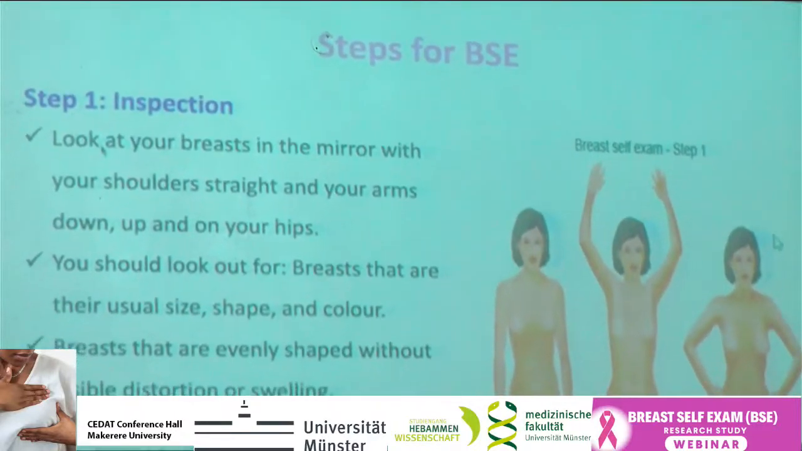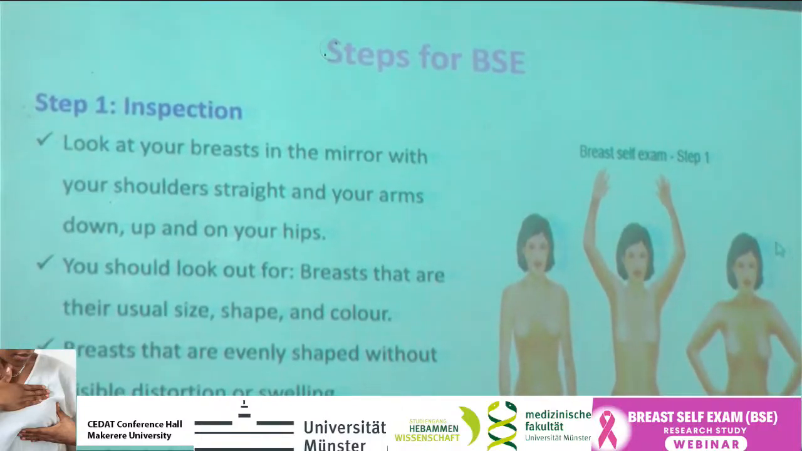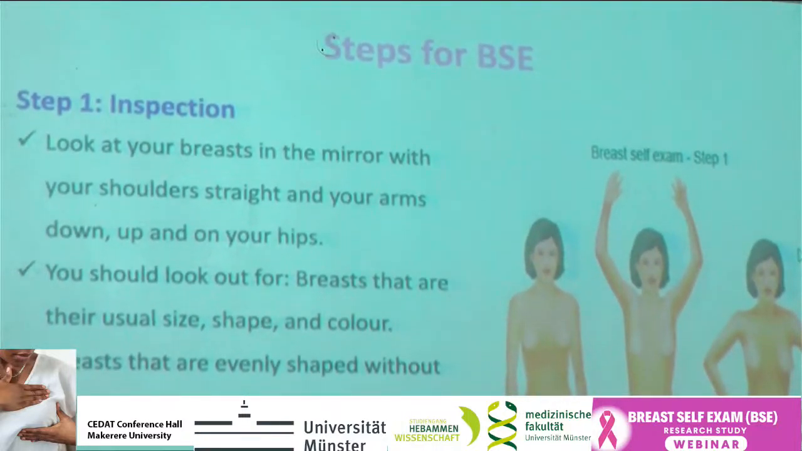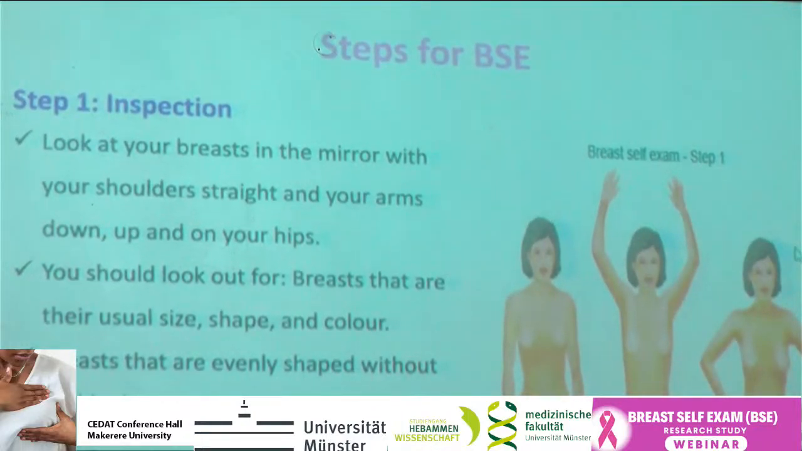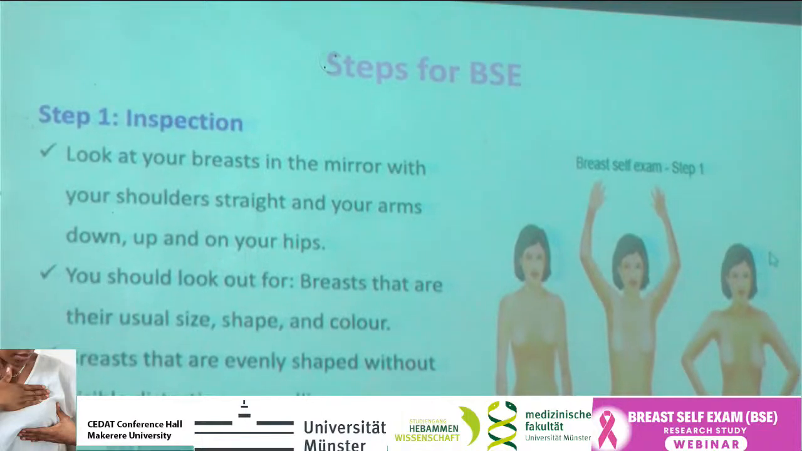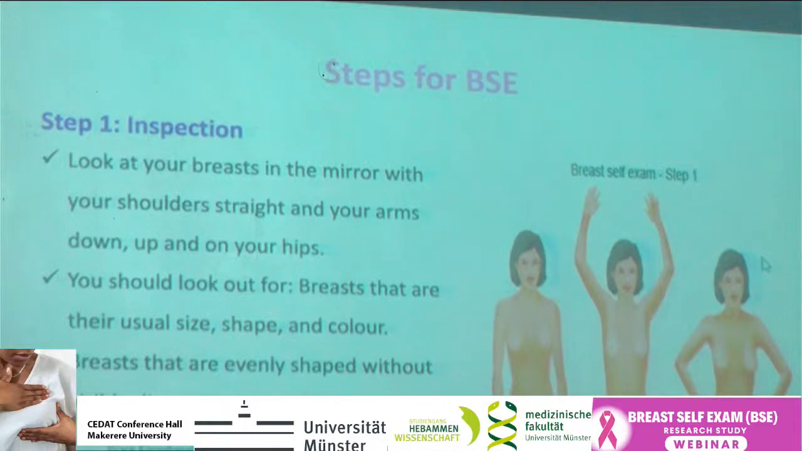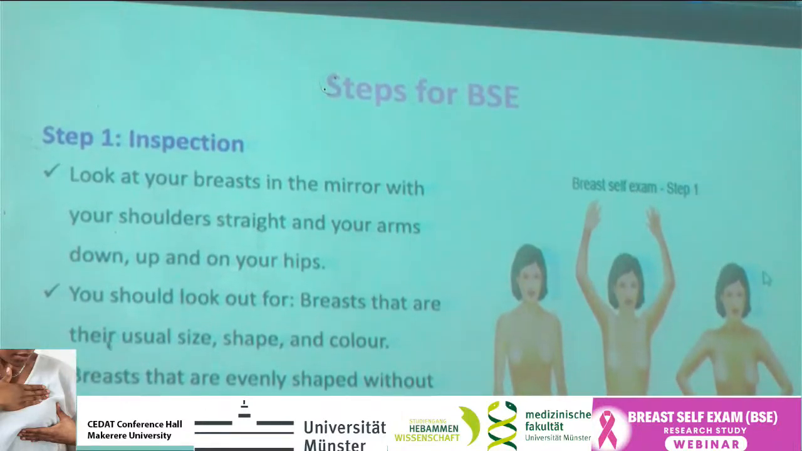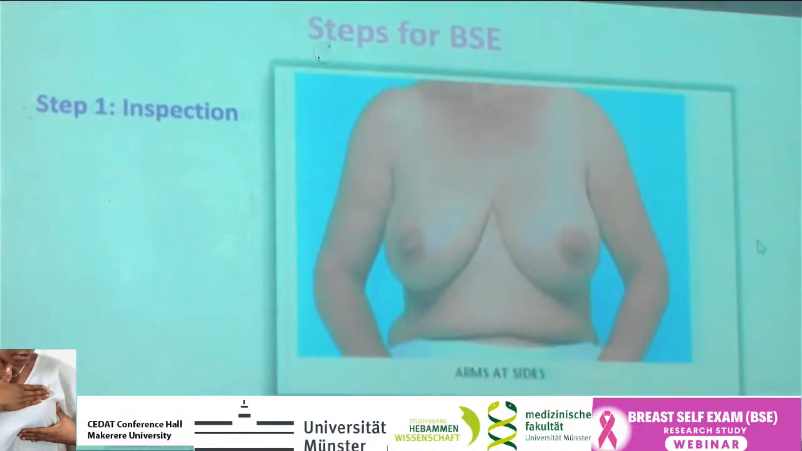First of all, in inspection, when you stand in front of the mirror, look at your breasts with your shoulders straight and your arms down. That is the first picture here. You can look at the size, the shape, and the color. The breasts should be evenly shaped without any visible distortion or swelling. So this is the first step we've talked about.